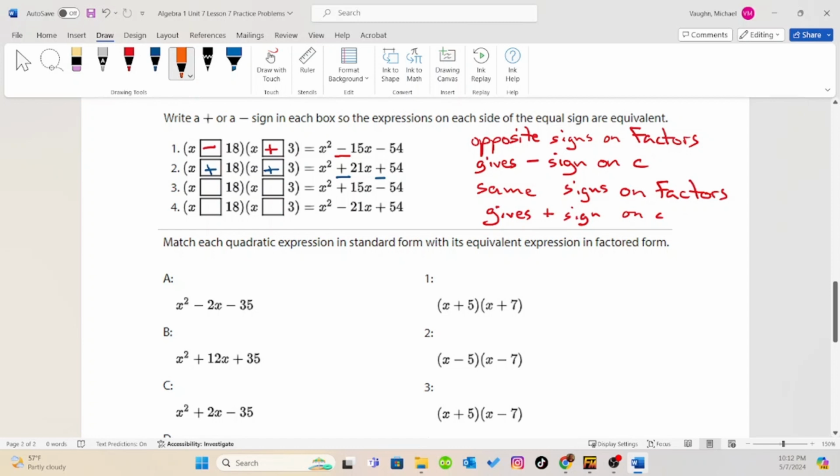Now if we look at number 3, the second sign is a negative. This tells us the signs for our factors must be opposites. Then we look at the first symbol, and it tells us which symbol goes with the larger factor. This time it's a plus, so we're going to put the plus with the 18 and the minus with the 3. Now if you think through your FOIL method, you would have 18x minus 3x, which would give you the 15x that we have. And you would have the 18 times the negative 3, which would give us the negative 54, which we have.